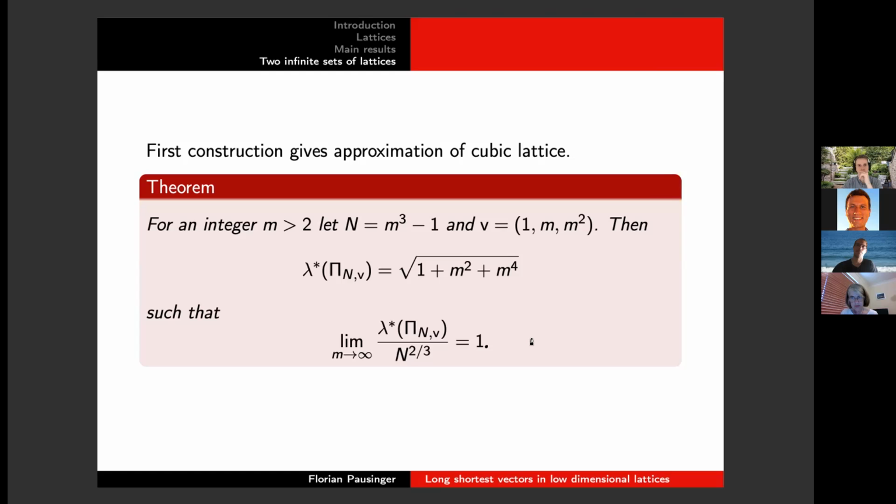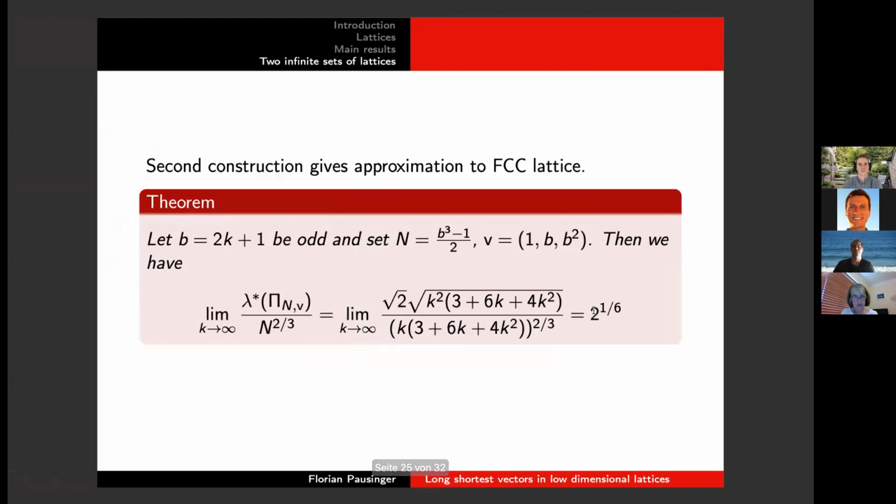Okay, so this is one way of generating infinitely many lattices or point sets that look similar to the cubic lattices. Now, the second construction looks very similar. So we start with a parameter b, which is an odd integer, given as 2k plus 1. Now we have capital N many points, and this N looks as (b to the power of 3 minus 1) over 2. And we start again with a parameter vector 1, b, and b squared.